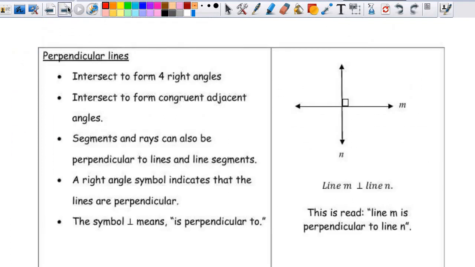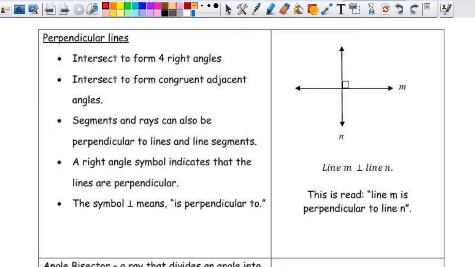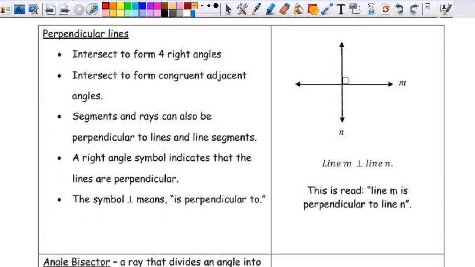All right. Next up, we're going to talk about perpendicular lines. You're going to hear perpendicular a lot throughout this year. A few pieces of information you need to know. Perpendicular lines intersect at 4 right angles, which means every angle over here to the right is 90 degrees, okay? Second, they intersect to form congruent adjacent angles, which means if this is 90, this is 90. They're equal, right? That should kind of go with the 4 right angles part.